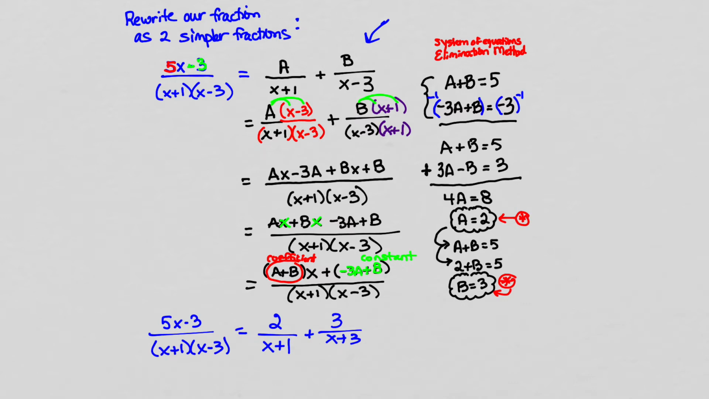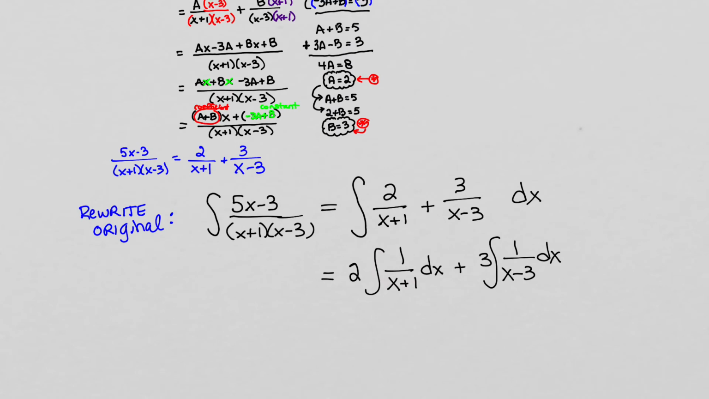So after I separate and pull out my coefficients, I've rewritten my original integral, separated them out because we can integrate two parts separately with addition. This is just natural logarithms. Do you guys see this is natural logarithms?